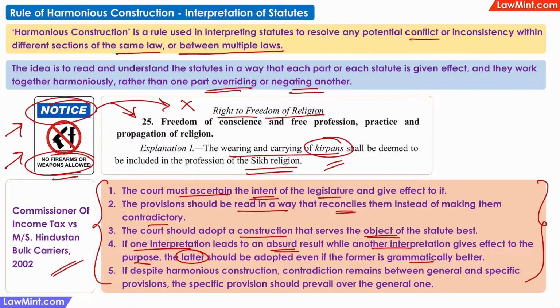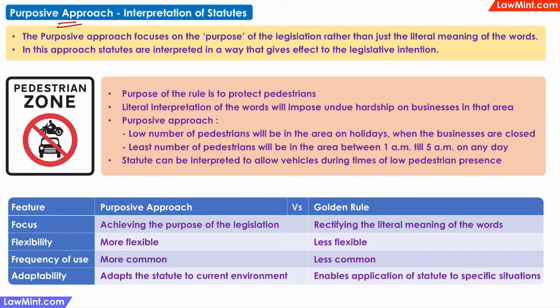If, despite harmonious construction, contradictions remain between the general and specific provisions, then the specific provisions should prevail over the general ones. The purposive approach to interpretation is quite easy to understand. The focus here is on the purpose of the statute. You will notice that there is a similarity with the mischief rule, where the focus was on the mischief that was intended to be addressed by the statute. In the purposive approach, the focus is on the purpose of the legislation, rather than just the literal meaning of the words.